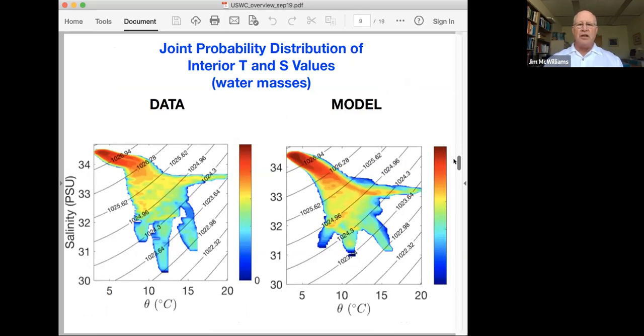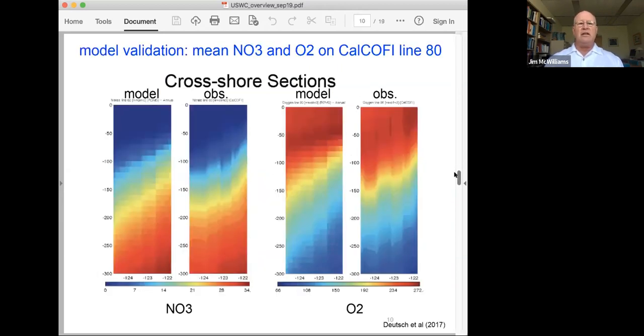Another comparison getting more into the interior is with the historical hydrographic data, where a property diagram is essentially a probability distribution function of the joint occurrence of potential temperature and salinity values, with the cross lines being density contours referenced to the surface. And you see a comparison of the model and the data. It's easy to see discrepancies, particularly among the outlier values, but a general agreement. And then as a final illustration, here are cross sections on a particular repeated CalCOFI line of nitrate and oxygen in the model and in the observations. Again, with a similar comment about approximate agreement.